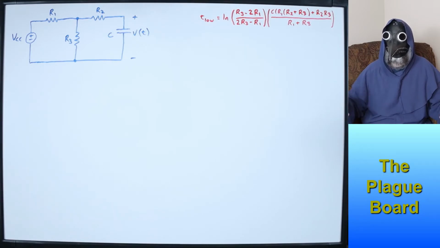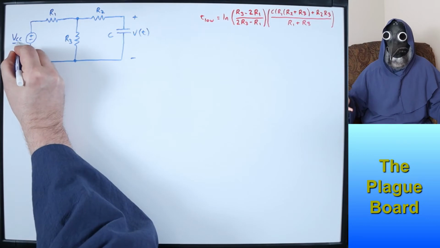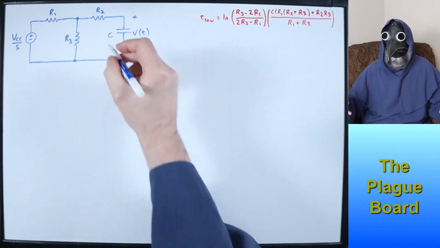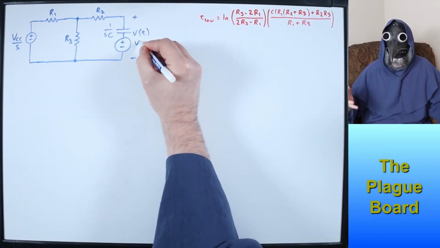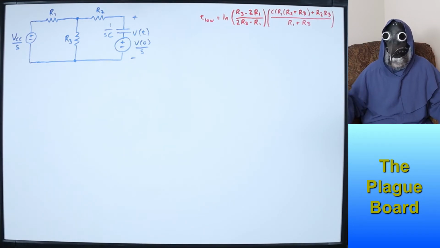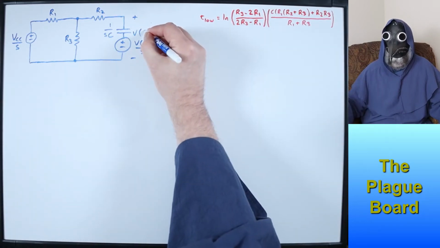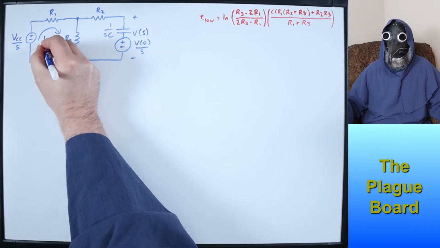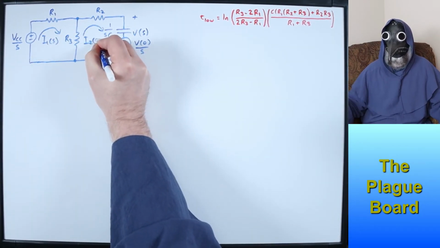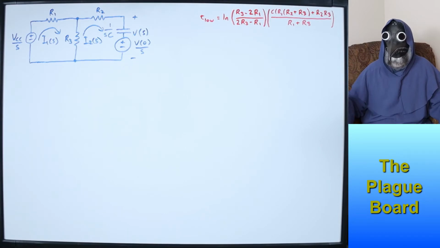Now, I want to convert the circuit into the S domain. As I explained before, the resistors remain unchanged. VCC will change to VCC over S. The capacitor will be represented by 1 over SC in series with a voltage source of V of 0 over S, where V of 0 is the initial voltage of 2/3 VCC across the capacitor. V of t can simply be changed to V of S. We're going to use a method of mesh currents. Since we have 2 meshes here, I'm going to draw in 2 mesh currents, I1 of S and I2 of S. Now our circuit is converted to the S domain.